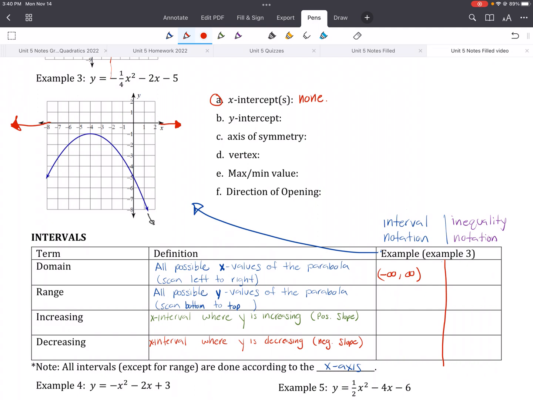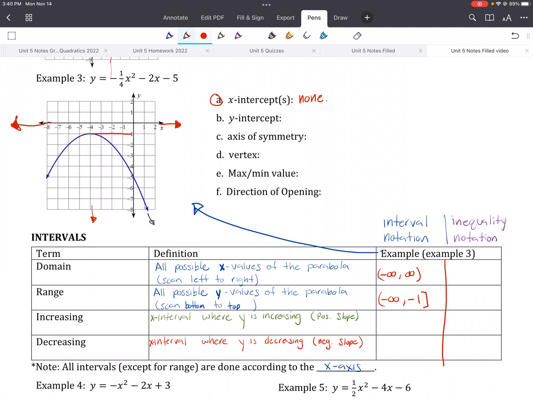Okay. Range is how low and how high this parabola goes. So how low does this go? Well, it goes all the way down to negative infinity. And we need to know how high it goes. Well, it goes up to its maximum of -1. Okay? Here we're going to use a bracket.